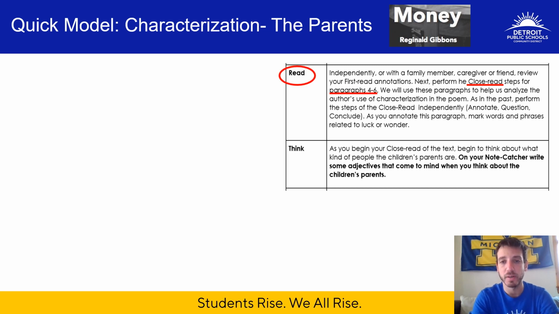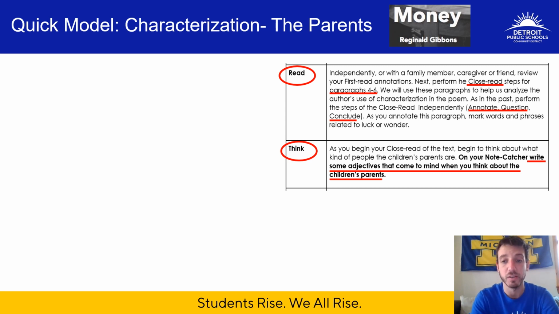So for the read section, you have to close read paragraphs 4 through 6. You can feel free to reread the whole thing, but definitely just focus on paragraphs 4 through 6. And you're going to annotate, question, and conclude like you normally do when you close read something. And then from there, move on to the think part. I'm saying this now because you have to be thinking about this as you're close reading. And you have to finish off by writing down some adjectives that come to mind when you think about the children's parents. You're really trying to describe the children's parents by using adjectives.